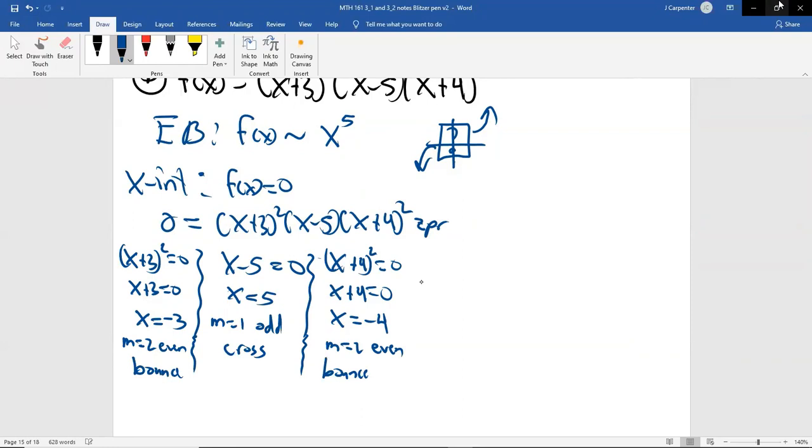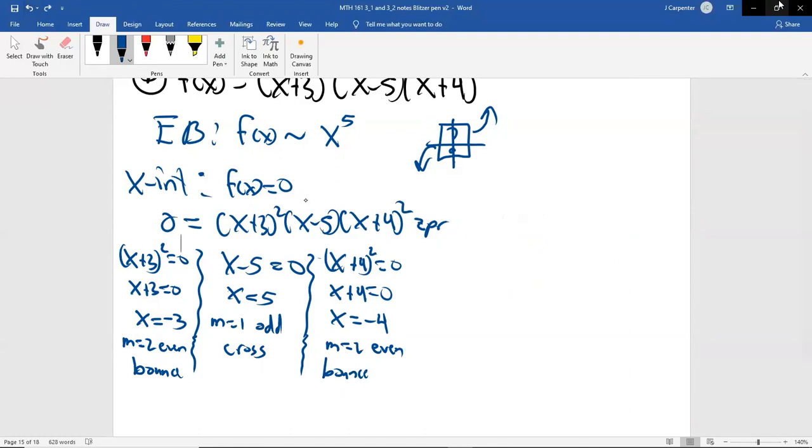If you were taking a test and you got to flip a coin to say whether they're bouncing or crossing, that's pretty terrifying because you've got a 50% chance of getting it wrong. Please try and remember why they bounce or cross. And that's why I like the x squared and the x cubed graphs, because with x squared you see a bounce, and then with x cubed you see a cross. Picture's worth 1,000 words.